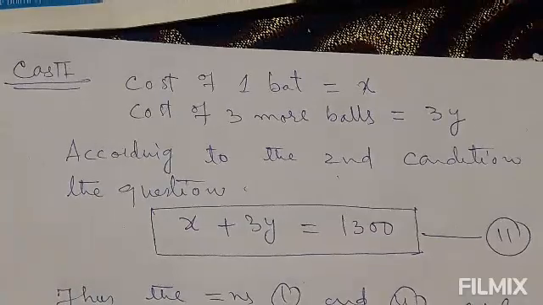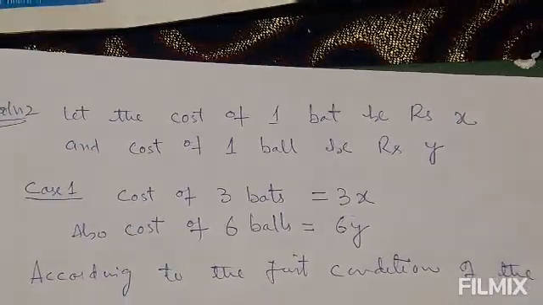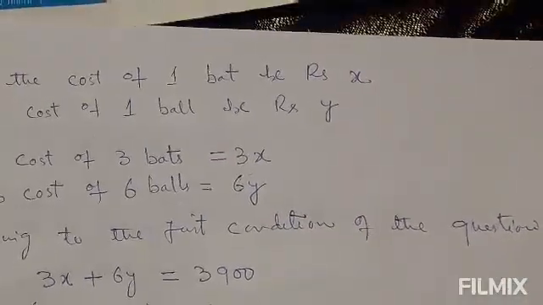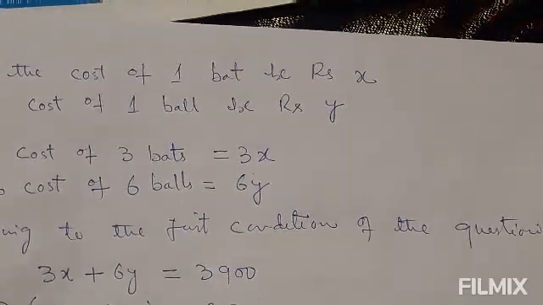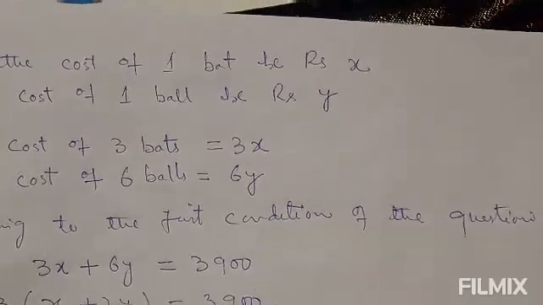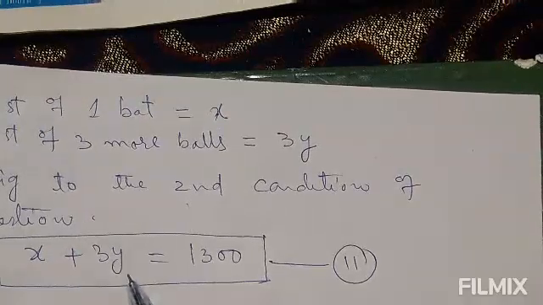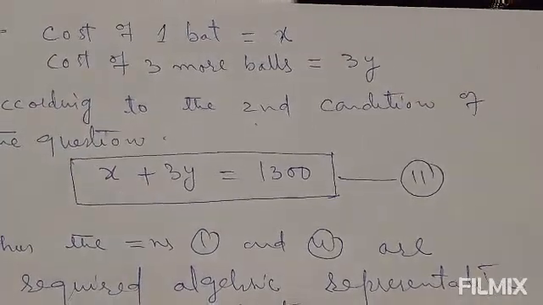Okay, so this was the first part of the question. In the second part, what do we have to do? We have to get the value of x from the first equation, and the value of y from the first equation. Similarly, from the second equation, we have to get the value of x and y. Then we have to plot the graph. Okay, let's do it.